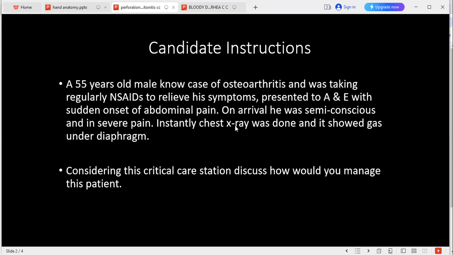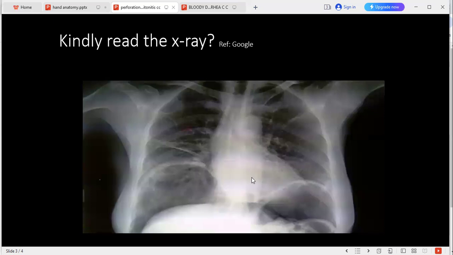So once you've done the chest X-ray, it shows gas under the diaphragm. What would you do next? What would be your next action, plan of action? I will prepare the patient first of all.